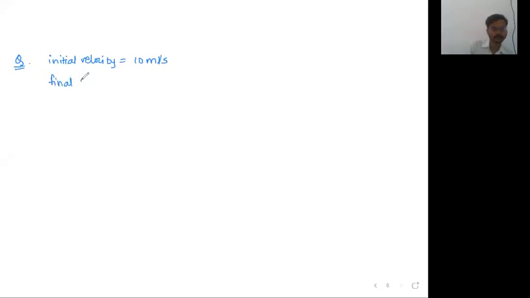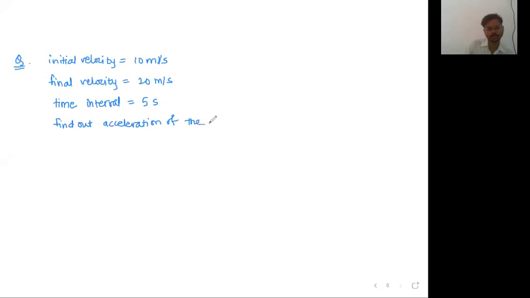Final velocity is equal to 20 meter per second. Time interval of the motion, just try to understand, is given as 5 seconds. Find out the acceleration of the motion. Step by step, initially just understand. Do not reply.